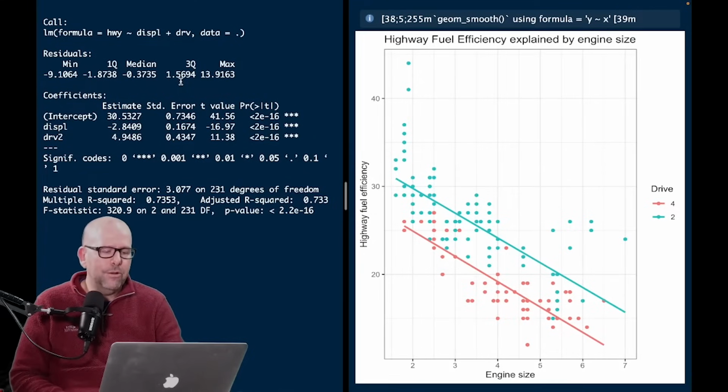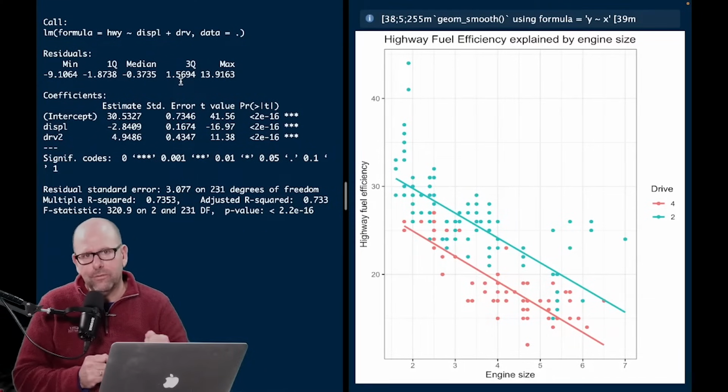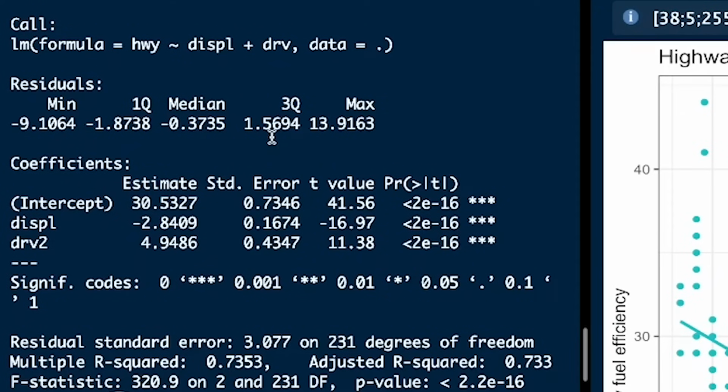Remember when we looked at numeric variables, we were saying that as the displacement, the engine size, goes up, highway fuel efficiency goes down, and that would apply to going from 2 to 3, 3 to 4, 4 to 5, 5 to 6, 6 to 7, any number of possibilities. With a categorical variable, there's only one possible change you could make: you're either changing from being a two-wheel drive to a four-wheel drive, or from a four-wheel drive to a two-wheel drive. If there were more categories, you would compare each of the other categories to your reference group. So drive 2 there, the coefficient is 4.9.